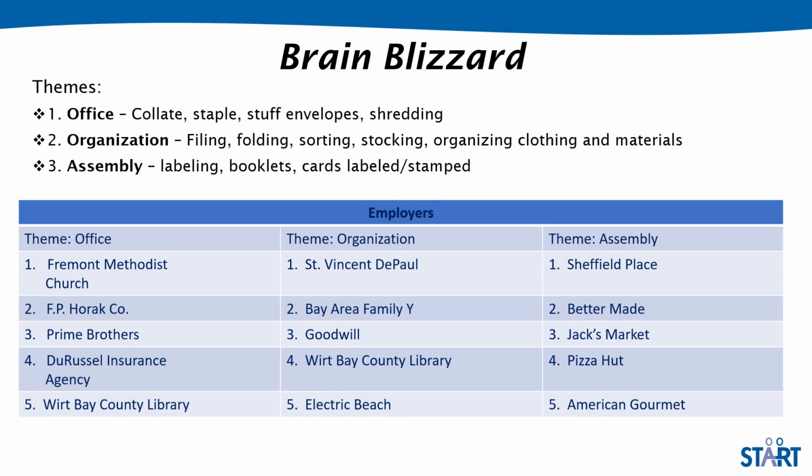And this is another example using the actual form that is available to you. This group had 3 themes: office, organization, and assembly. And these were at least 5 of the employers in their area, and each of those they were going to use to further explore possible job opportunities.